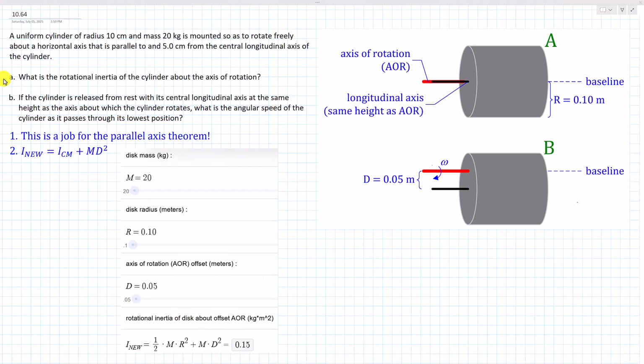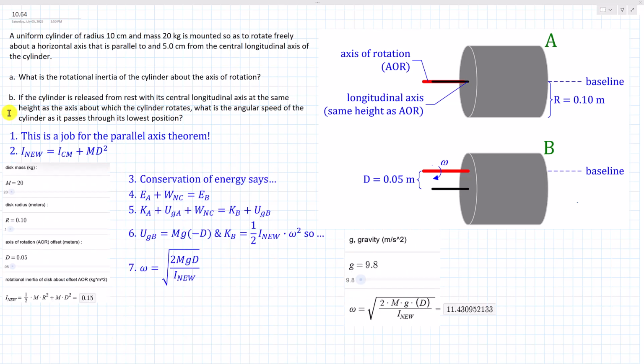So for part A, to find the rotational inertia of the cylinder about this new offset but parallel axis of rotation, it's pretty much plug and play at this point. My disk mass is 20 kilograms, the disk radius is 10 centimeters, the axis of rotation is offset by 5 centimeters, and I plug in the numbers and get 0.15 kilogram meters squared.